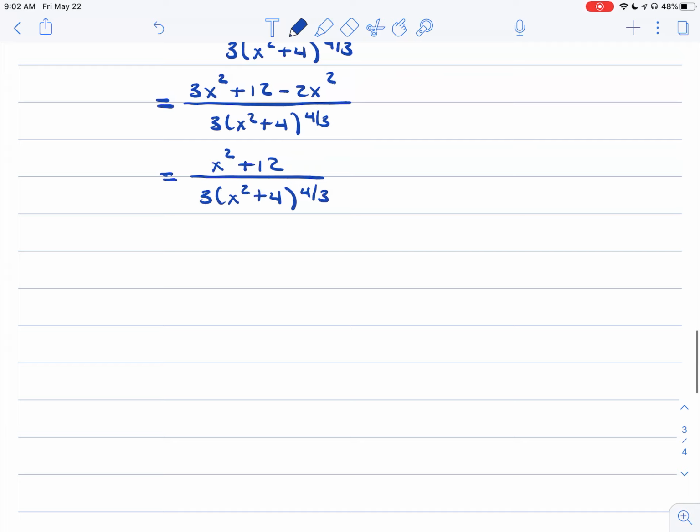Now you can leave it right there if you want to, or you can rewrite that denominator as a radical. The last thing you could do with it, if you chose to, would be to change that to the cube root of x squared plus 4 to the power of 4. So either one of these two would be an acceptable final answer.